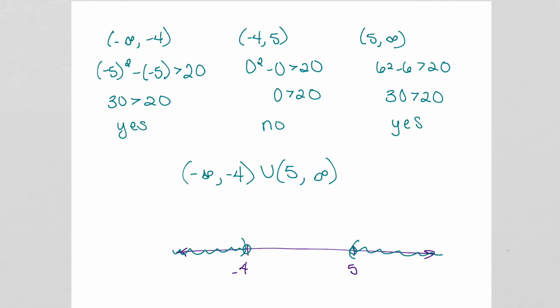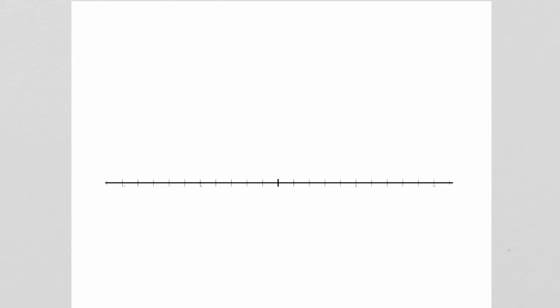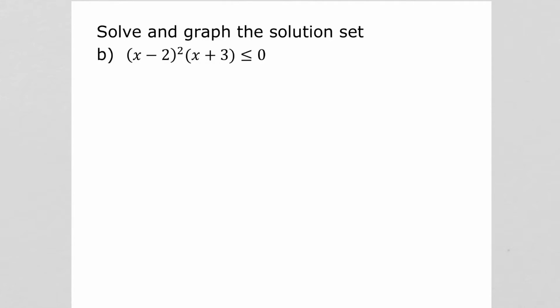Okay. Let's look at another example. Oh, here's a picture of it. So if we graph the quadratic, I think I graphed here x squared minus x minus 20 is greater than or equal to 0, we can see that it is greater than 0 from here to here and from there to infinity that way. There was my number line. Okay, solve and graph the solution set here.